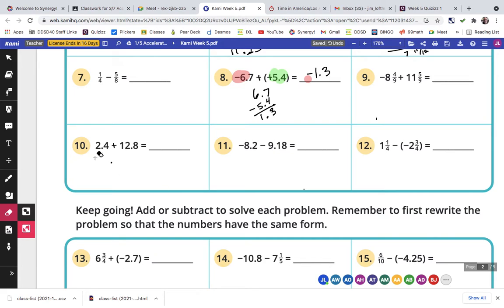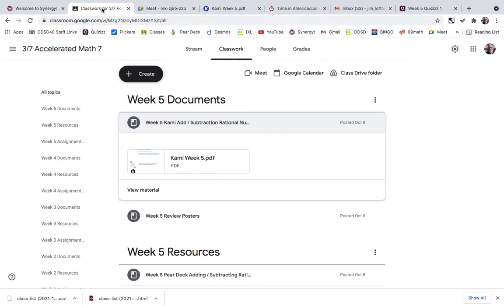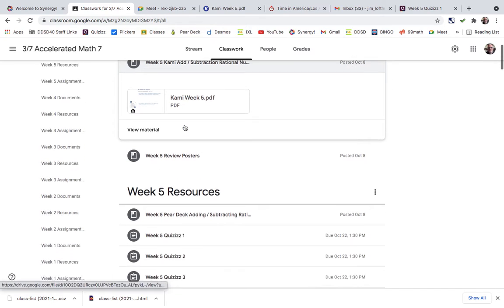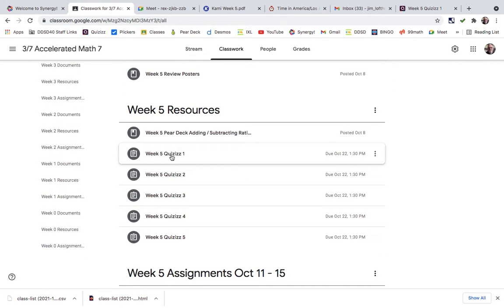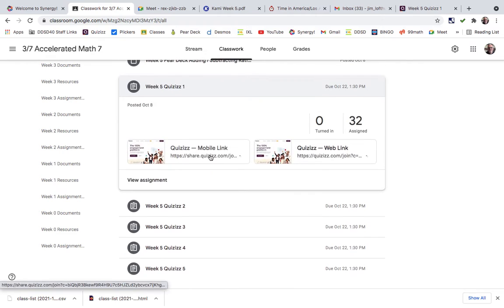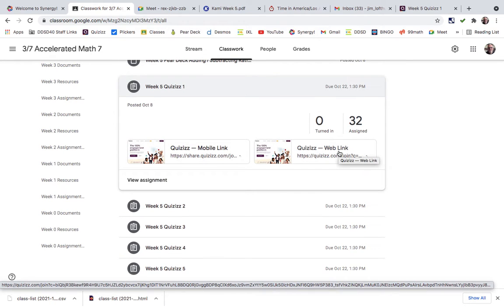So that's one thing we did. The other thing we did in class was, we're starting a booklet, so we put that together, but if you're watching this because you're absent, you won't really be able to do that until you get back. But what you can do is go to classwork and go to resources and start here on week 5 quizzes 1 and do that quiz and think about which ones you're missing.